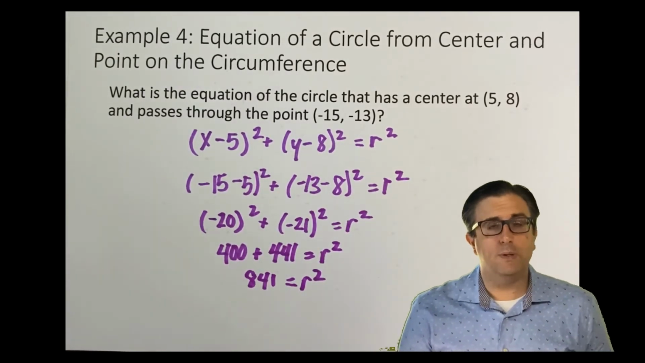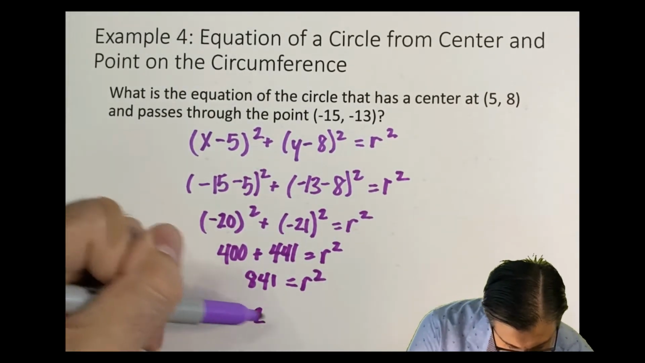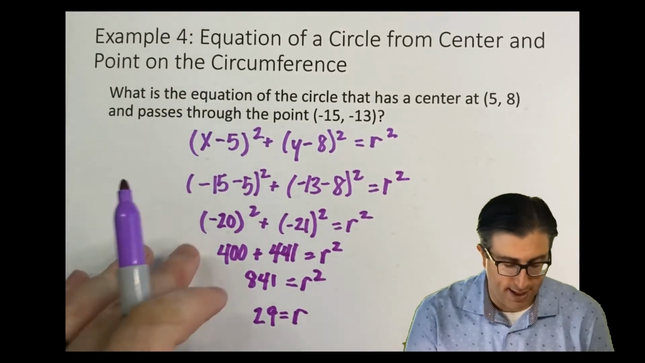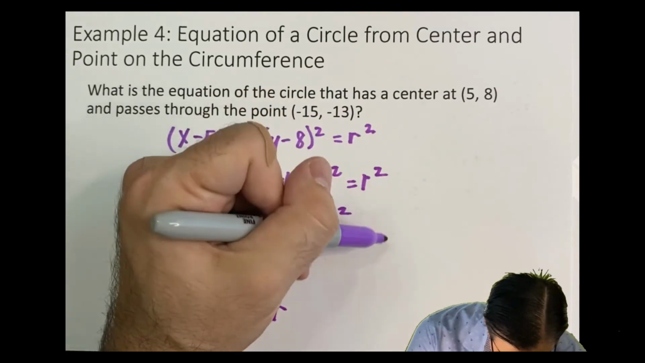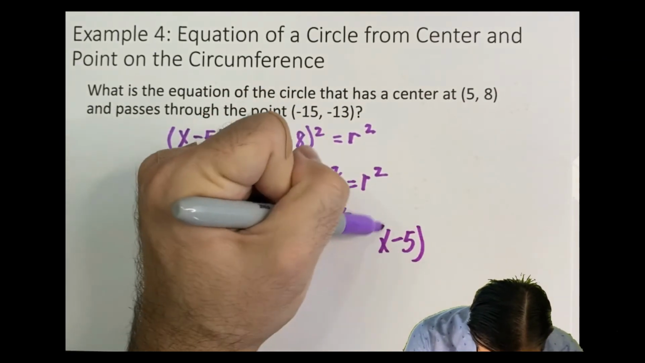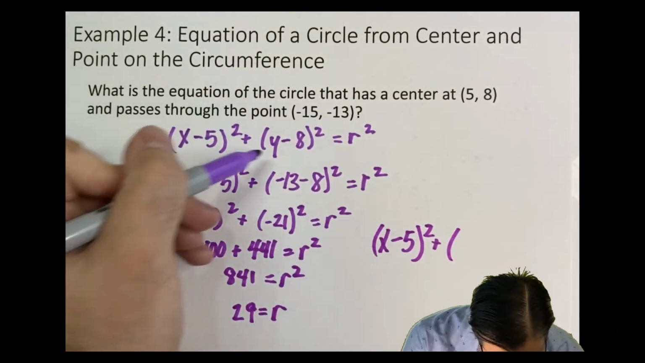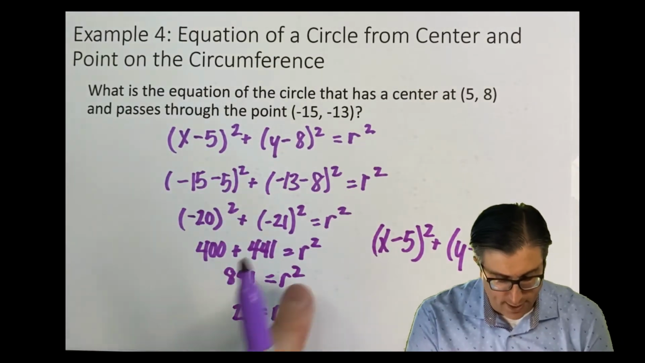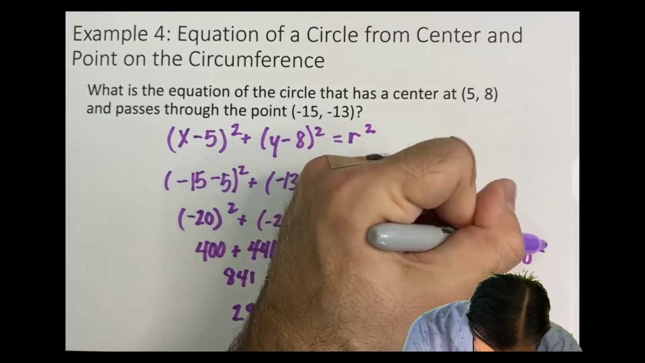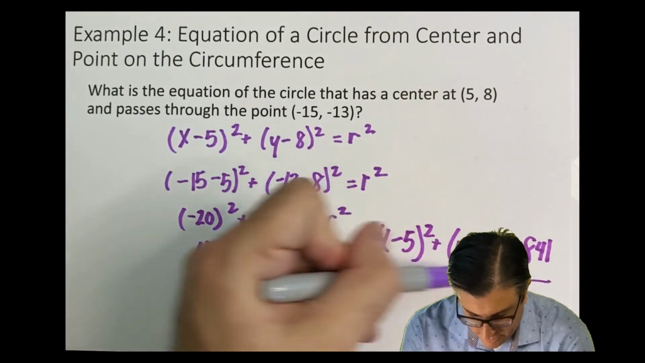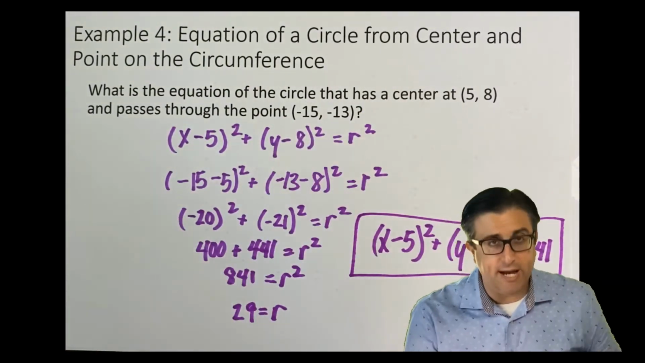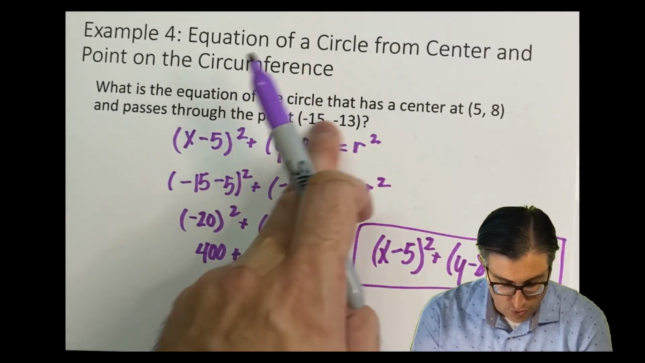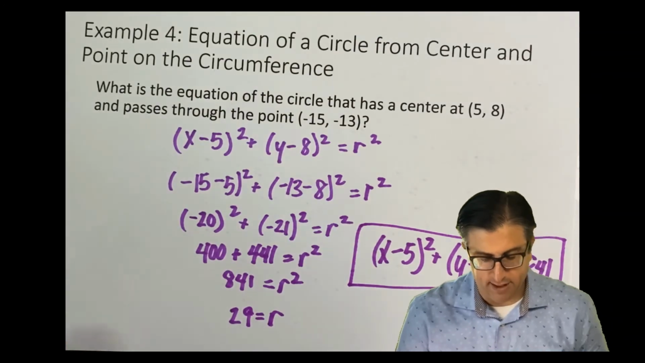Well, if I wanted to know what the radius was, I would square root that, and I'd find out that the radius is 29, but we actually don't even need that 29 in our answer. The answer is the equation (x - 5) squared plus (y - 8) squared, and then r squared, we knew from before, was 841. This is the answer. That's the equation of the circle that has a center at (5, 8) and goes through this point, (-15, -13).